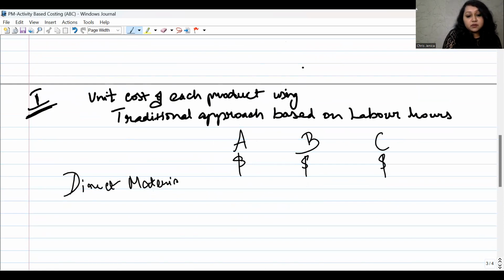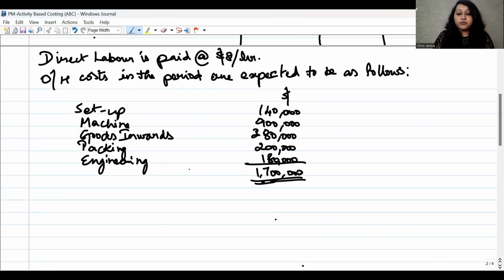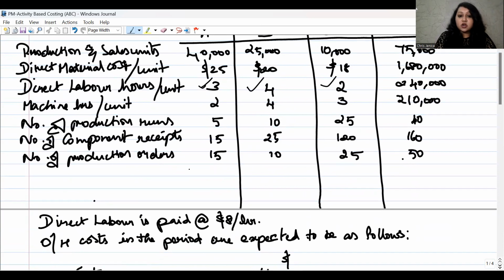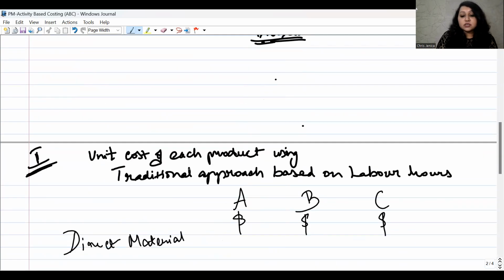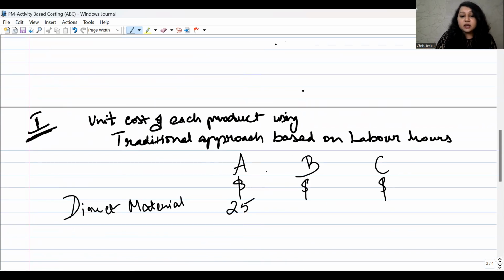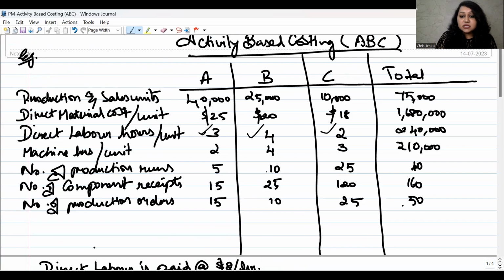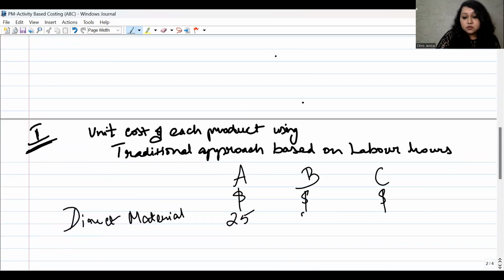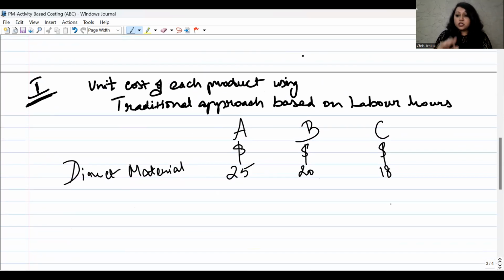direct material. How many units are being produced? It's around 40,000. And what is the cost per unit? It is $25. So for product A, it's going to be $25. And for B and C, it's going to be $20 and $18. Okay. Now, after your direct material cost has been included, you have to include your direct labor cost.